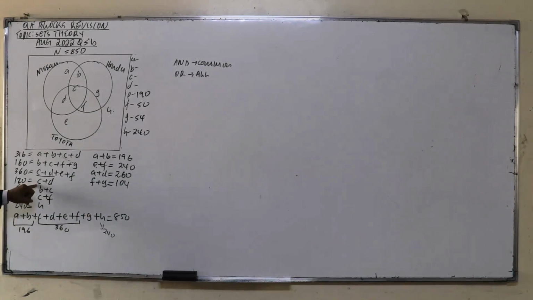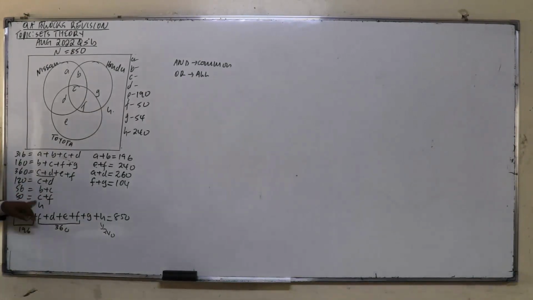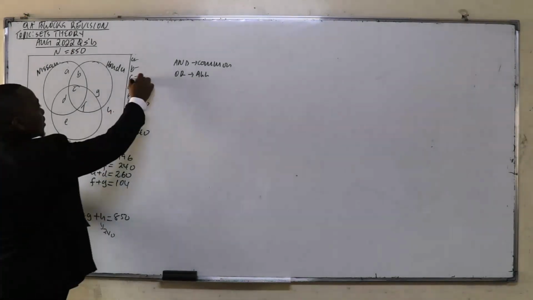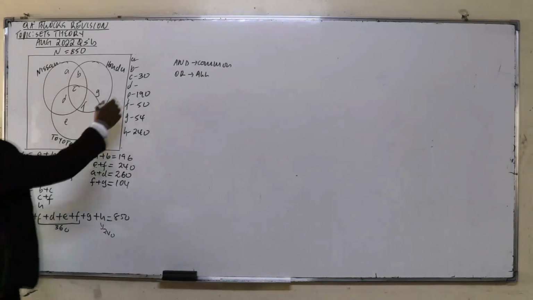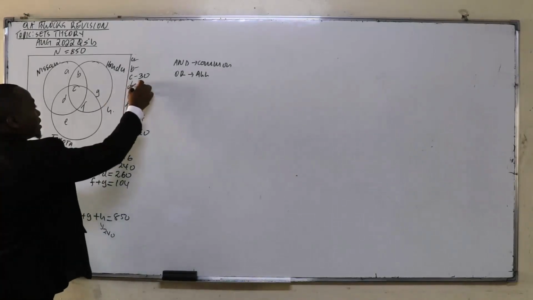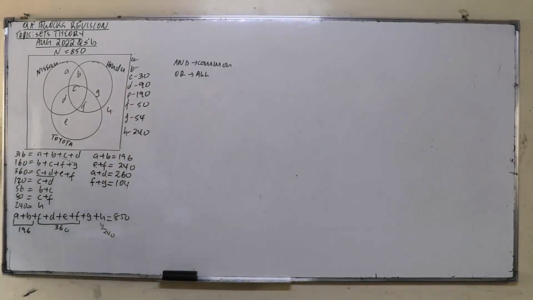We have, no, CD, no, BC. We have CF, right? CF is 80. F is 50. So that means C will be? Yeah, C will be 30. If C is 30, CD is 120. C is 30. That means D will be? D will be 90. So you're remaining with A and B.